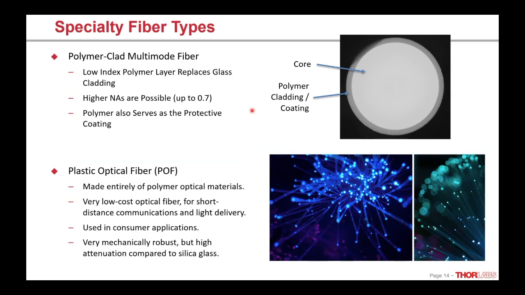Another advantage is that we're able to make polymers with much lower indices than silica glass, and therefore you can get a bigger index difference between the core and the cladding, which means a higher NA. And there are fibers on the market up to and potentially above 0.7, which in the fiber world is crazy high.